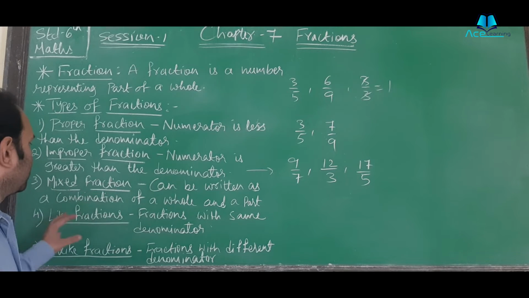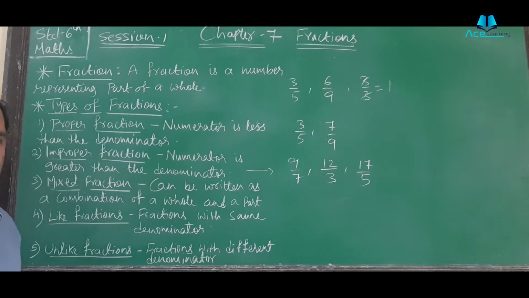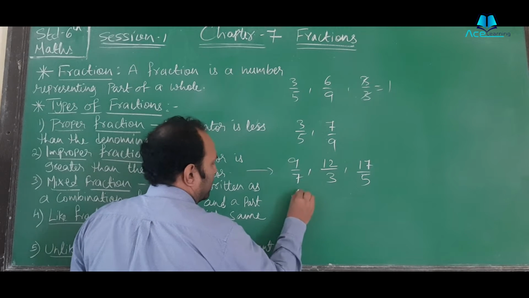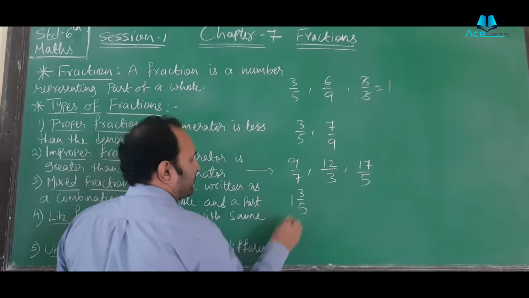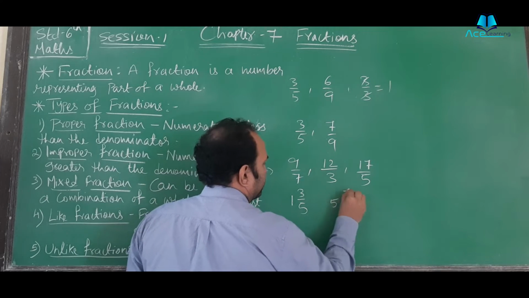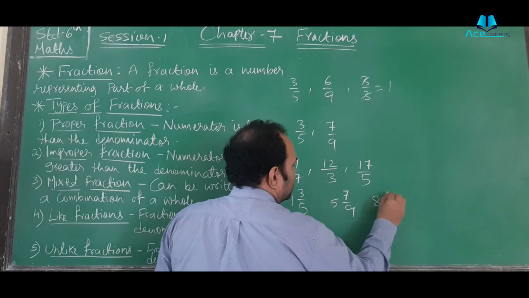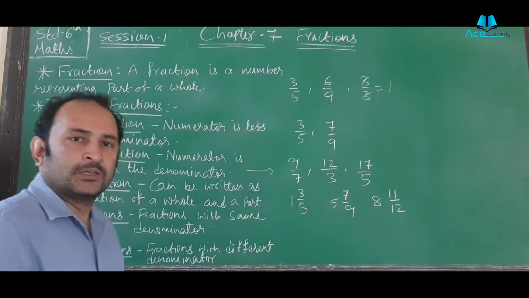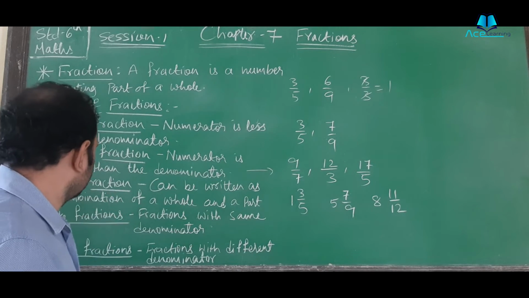Mixed fraction can be written as the combination of whole and part. Mixed fraction ऐसे लिखते हैं, combination of whole and part, like 3, 1 integer 3/5, 5 integer 7/9, 8 integer 11/2 or 12, whatever. ठीक है? This is called mixed fraction.